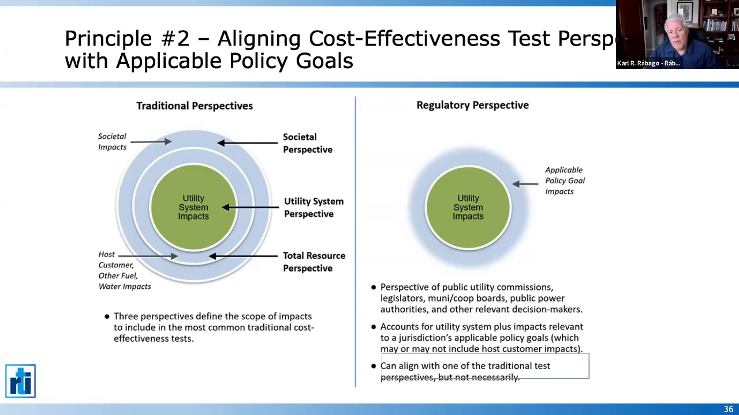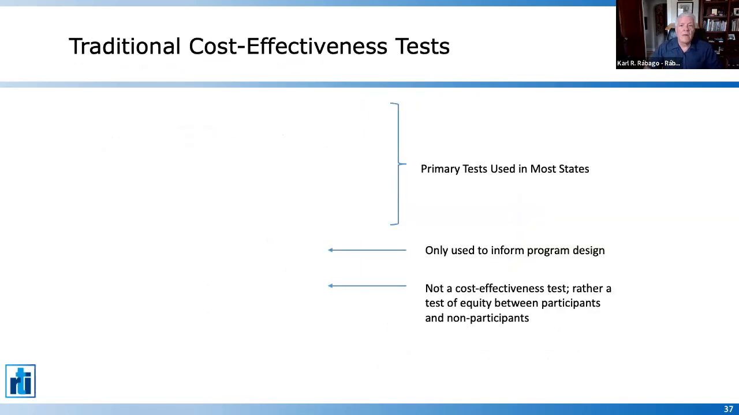The regulatory perspective allows us to say, look, we have statements of policy. We can figure out what that cloud is that builds on the utility system impacts in order that we can do the right thing for our jurisdiction. So that difference in these two diagrams is all about bringing it home, and that's important.